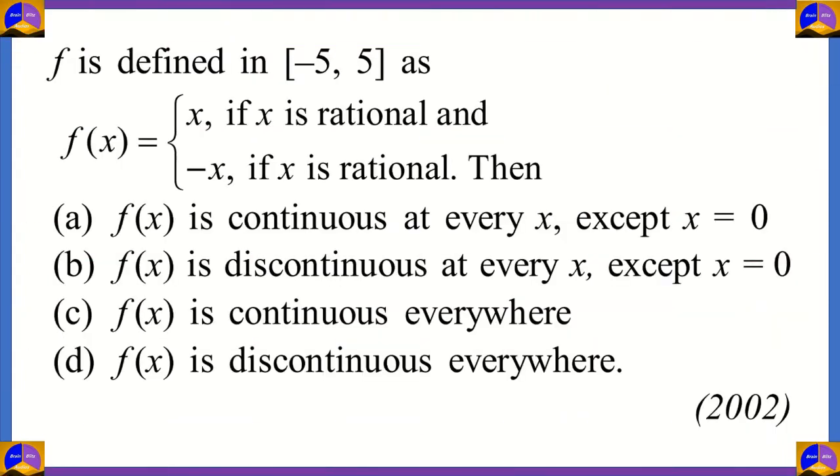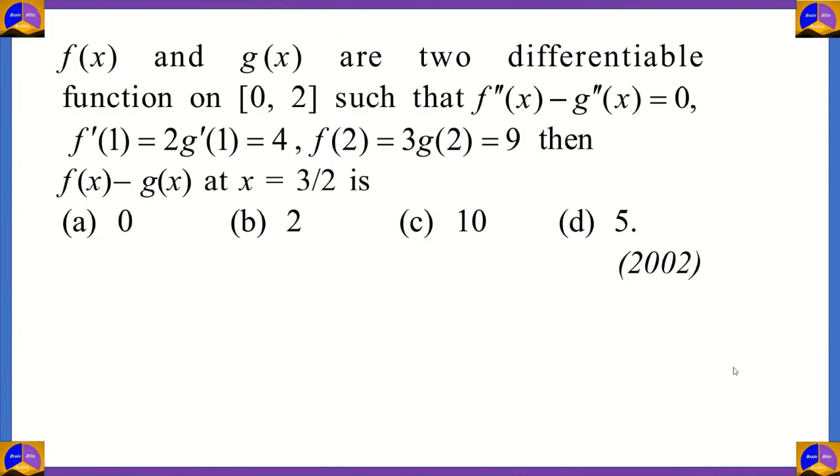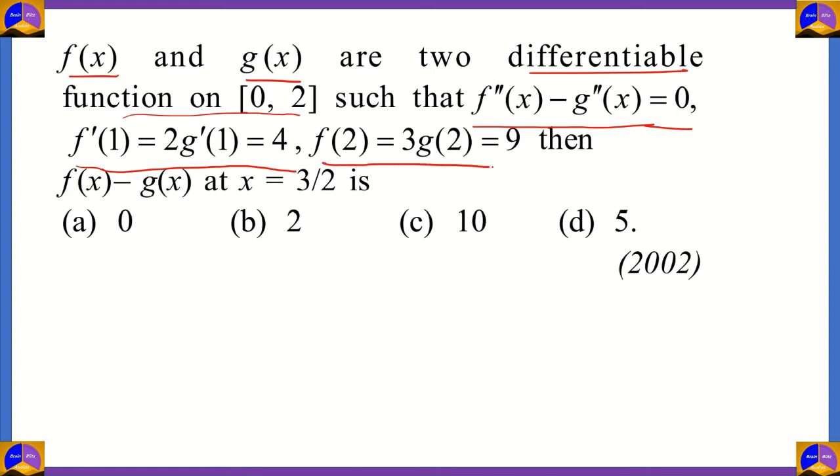Now let's look at the second question on your screen now. Fx and gx are two differentiable functions on closed interval 0 to 2 such that f double dash x minus g double dash x equals 0, f dash 1 equals 2g dash 1 is equal to 4, f of 2 equals 3g of 2 equals 9.